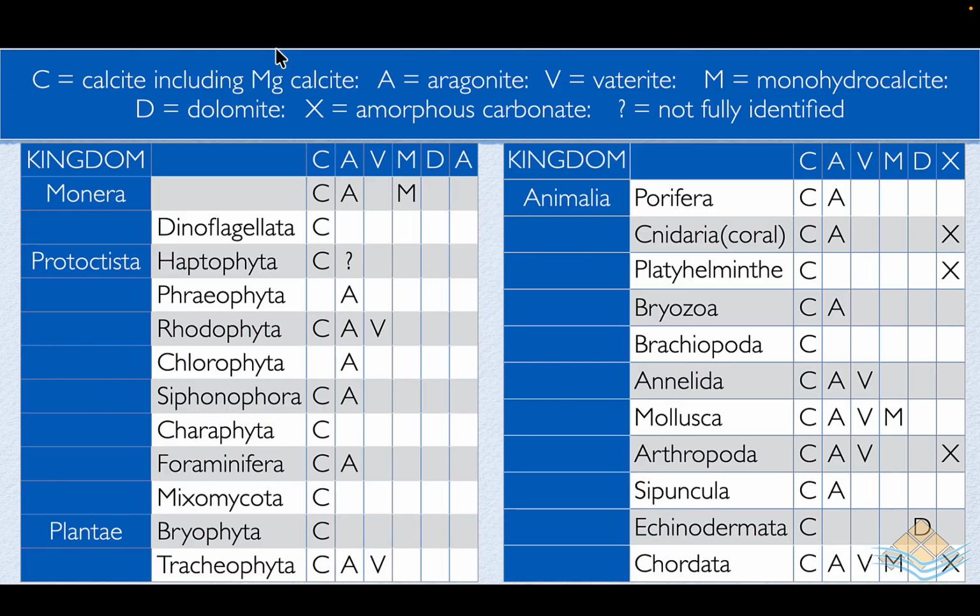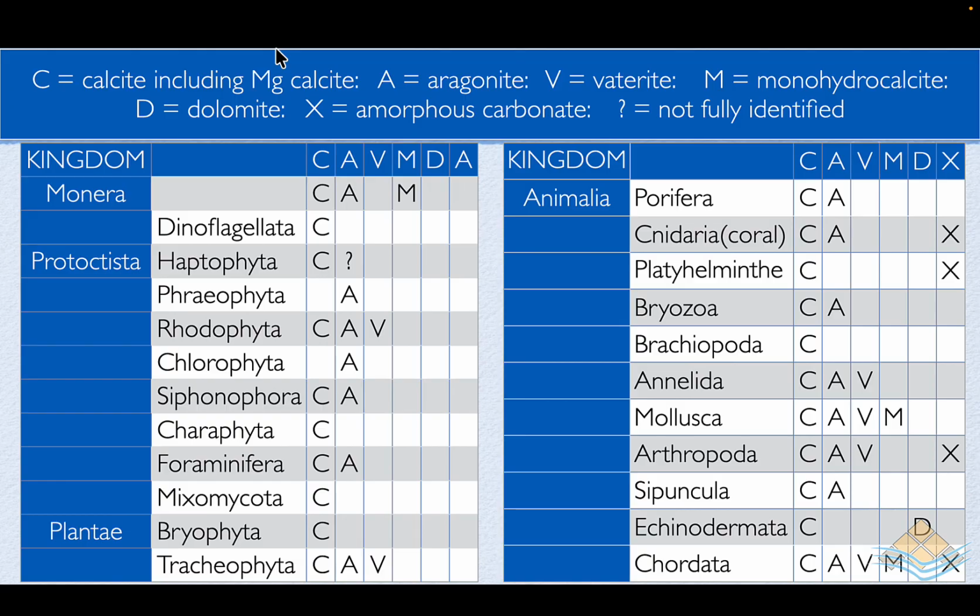If we look at the protists, we can see that the haptophytes, which include the coccoliths, are dominated by calcite. The phaeophyta, the brown alga, are dominated by aragonite mineralogies. The red alga, the rhodophyta, we see a range of aragonite, calcite, and even a little bit of vaterite. The green alga are dominated by aragonite. The siphonophora are dominated by varying combinations of calcite or aragonite.